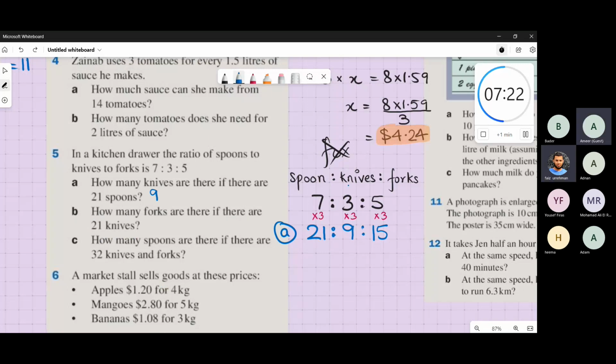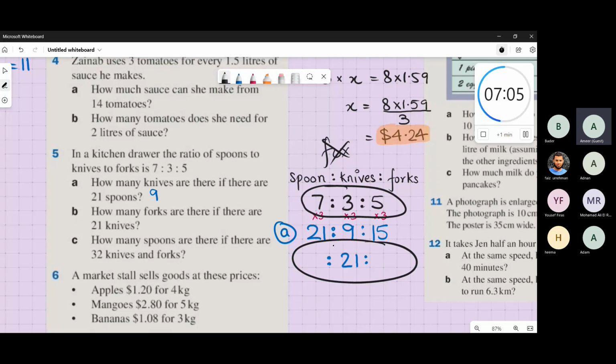21 knives means what? 21 knives are there, but this side you don't know, and this side you don't know. What are we going to do, mister? Multiply by 7. Yes, correct. Look at the original and look at this. How can we get 3 to 21? By multiplying by 7.